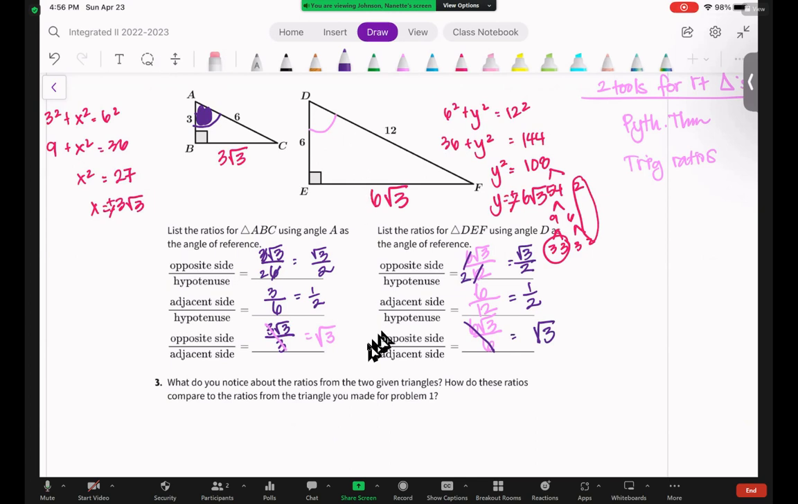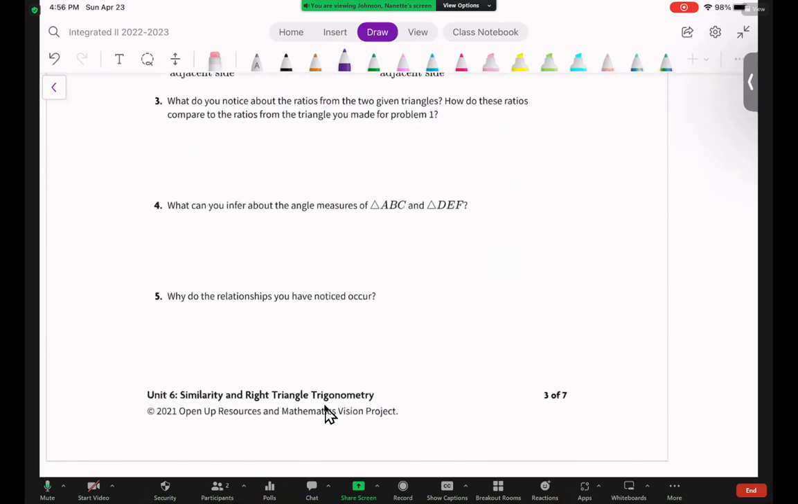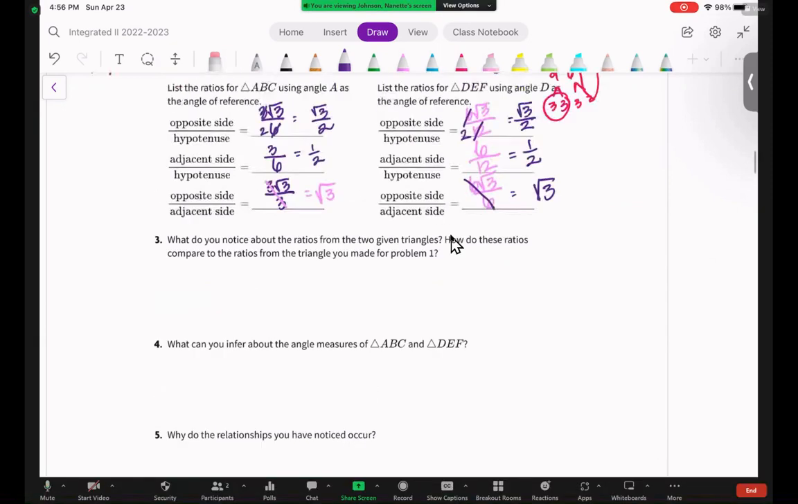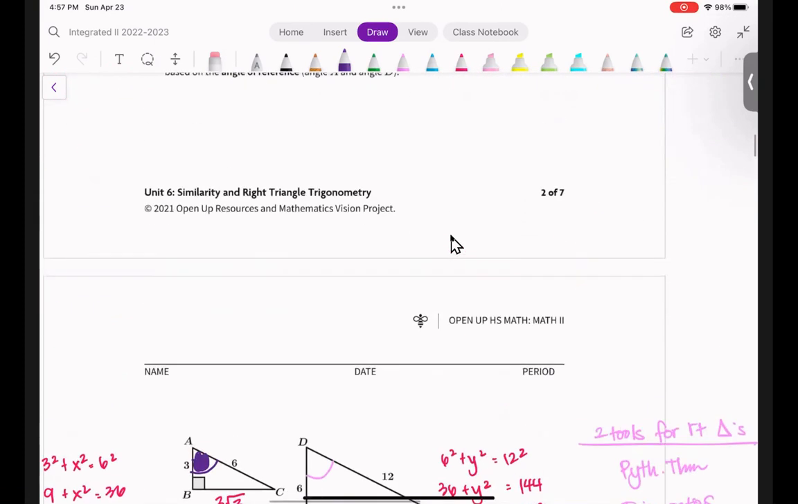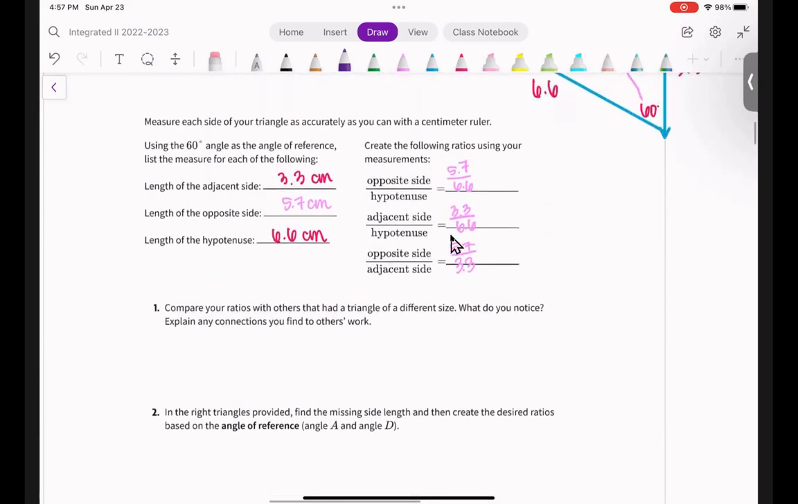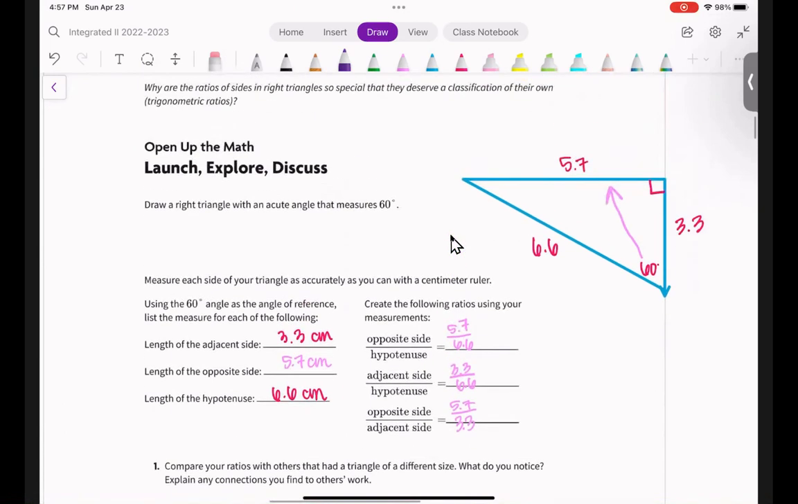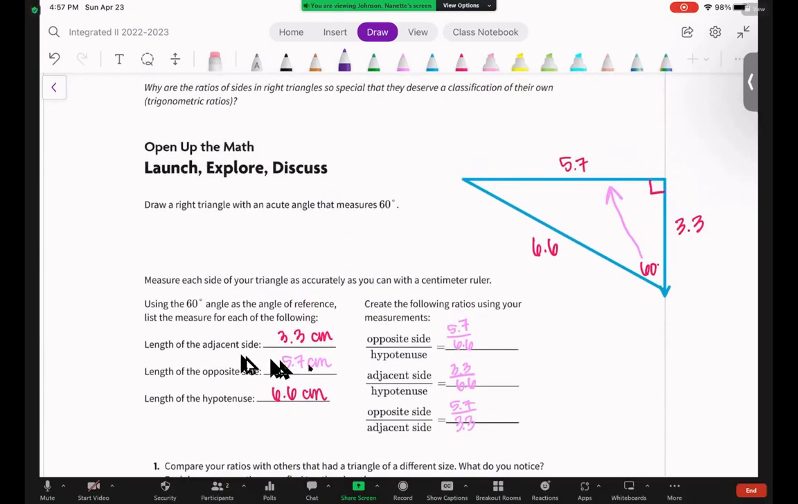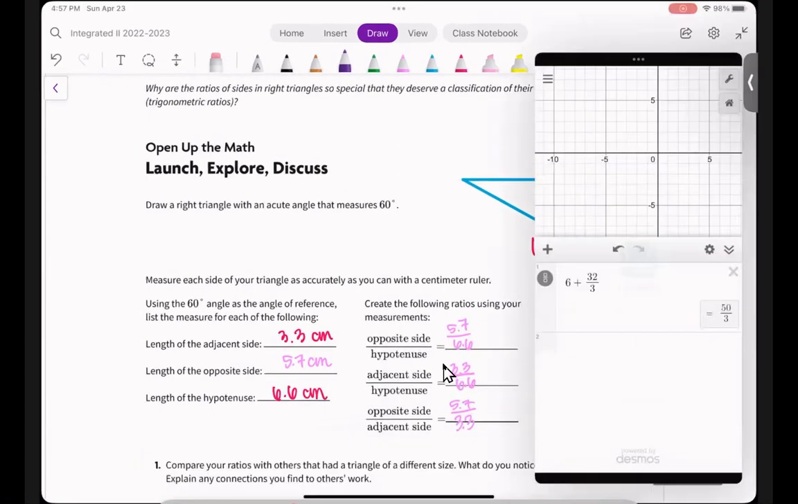Okay. So that's what we noticed from problem 3. It says, what can you infer about the angle measures of triangle ABC and DEF? And you're like, I don't know. What should I infer? And so we go back over here. Maybe the answer will be up here. And you're like, maybe I should simplify these, right? And so let me simplify these because maybe that'll help us understand.